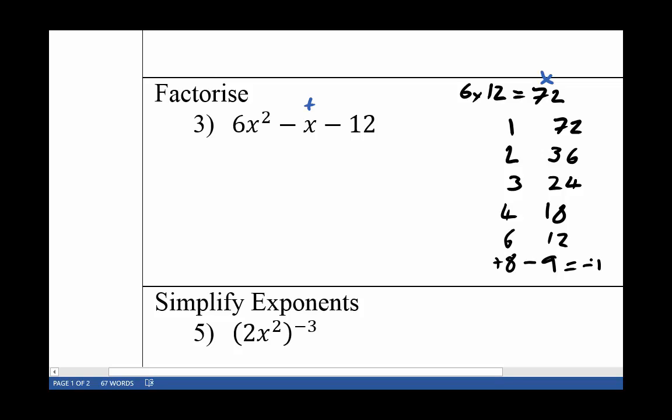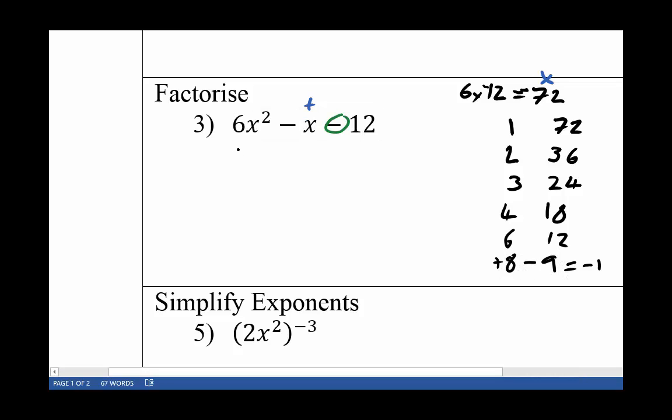Now the only thing that I actually forgot to mention is that when I go 6 times 12, it should be a negative 12 because of this negative here. So it should be a negative 12 here. 6 times negative 12 is actually negative 72. So they should multiply to negative 72 and add to negative 1, and these two numbers, if I multiply those, I get that. If I add them, I get that. So that's great.